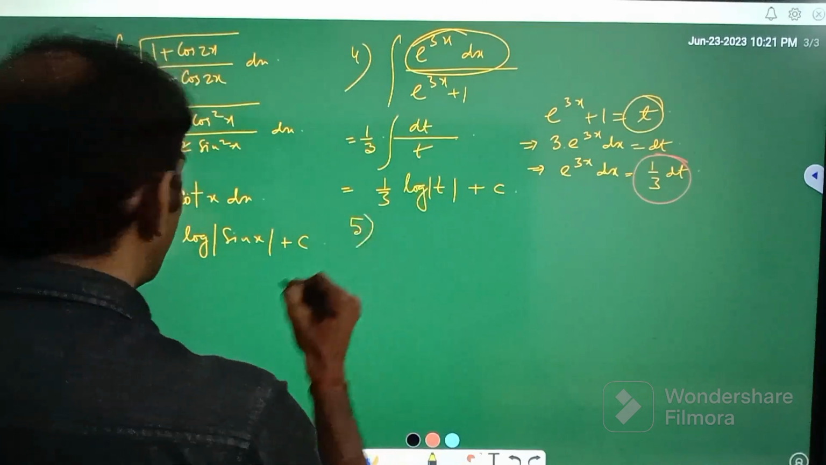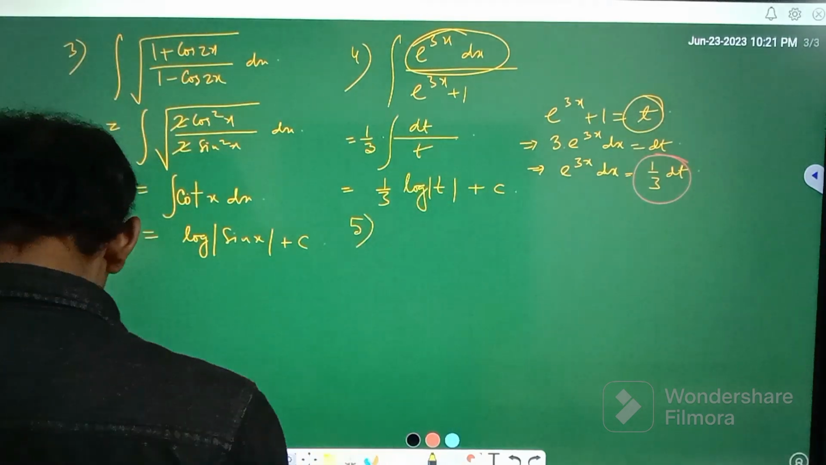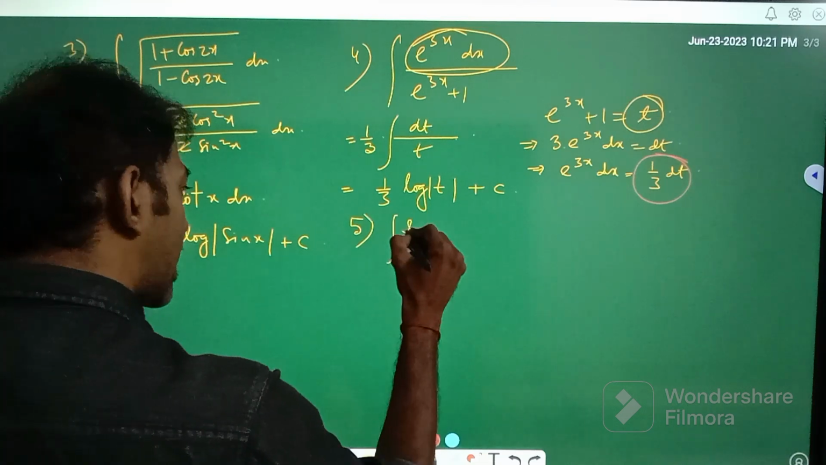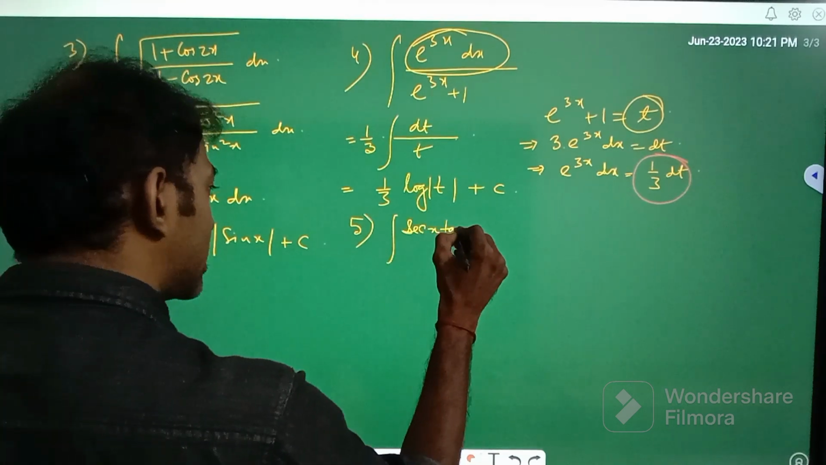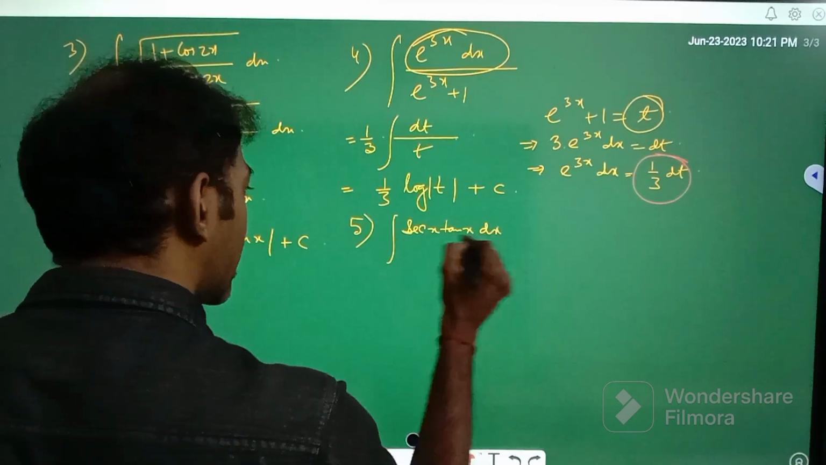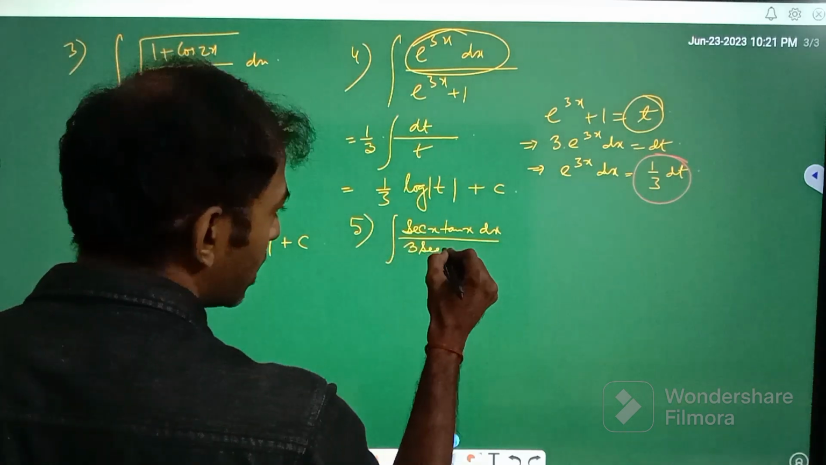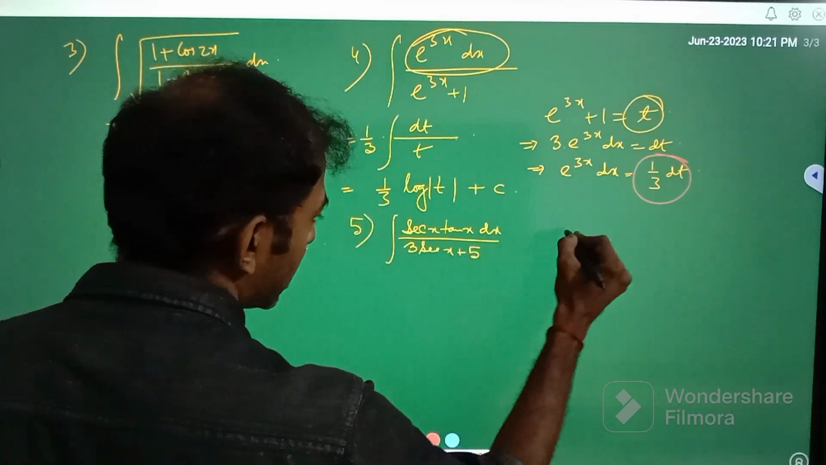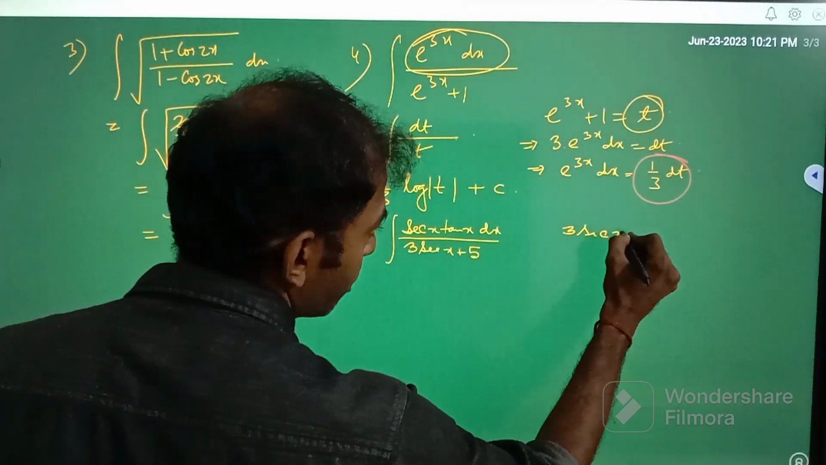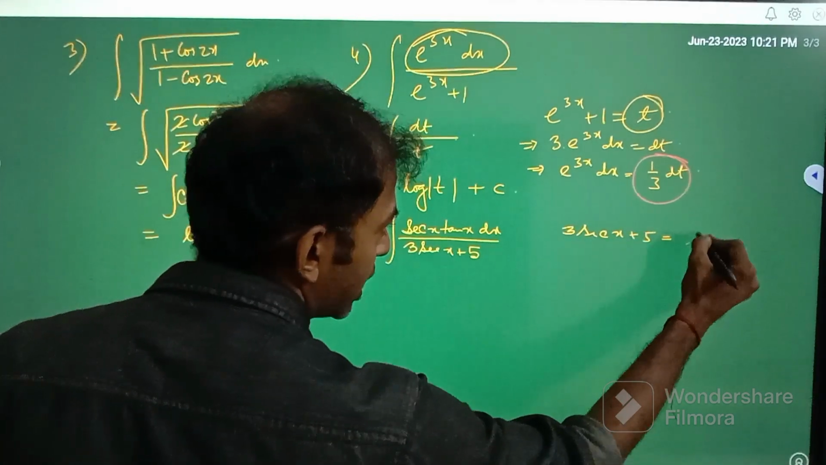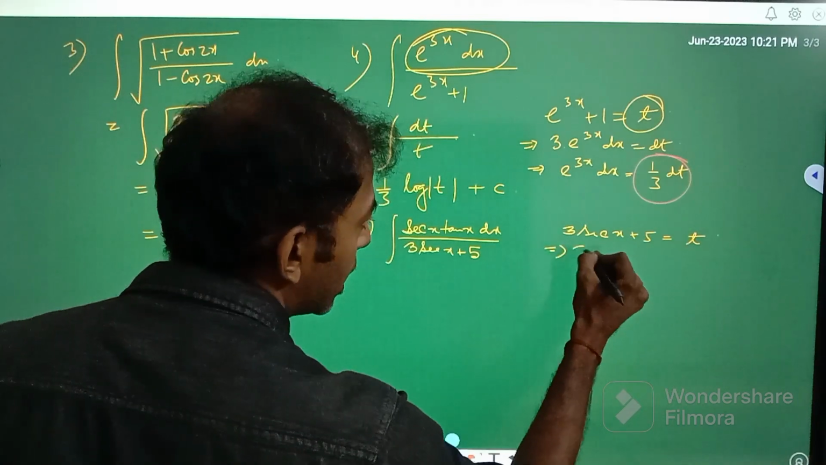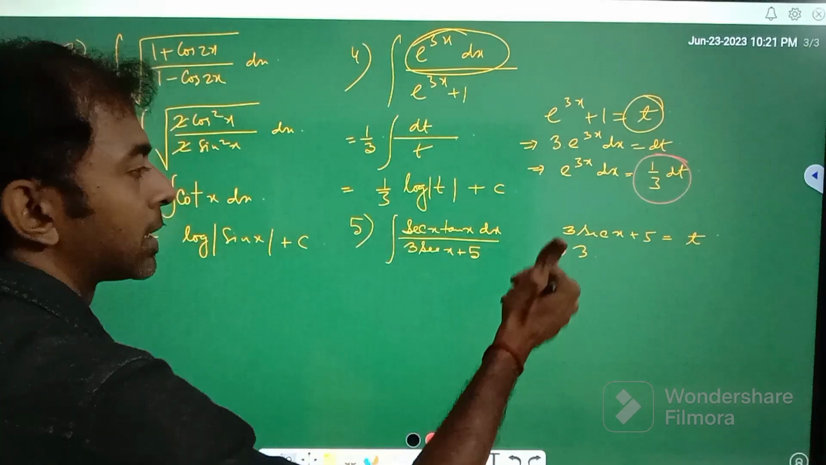Our fifth problem is integration sec x tan x dx divided by 3 sec x plus 5. You need to consider 3 sec x plus 5 equals t. Now differentiate it: 3 into differentiation of sec x. Tell me.